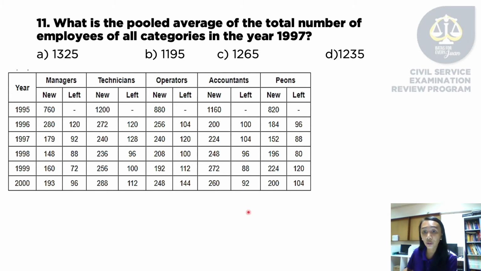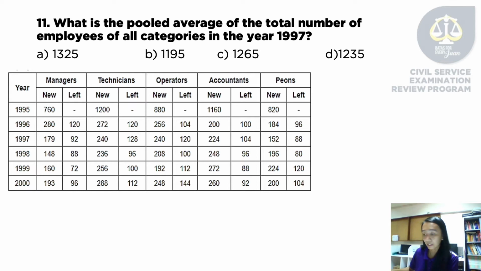Okay? So, the solution or formula for this question is, hanapin po muna natin yung number of employees per category. Okay? So, we have 1, 2, 3, 4, 5 categories. The number of employees na managers, technicians, operators, accountants, and peons. And then, we will get the mean of those categories. Okay, paano natin hahanapin yung mean? We will divide it by 5 because we have 5 categories. Okay, so let's start.